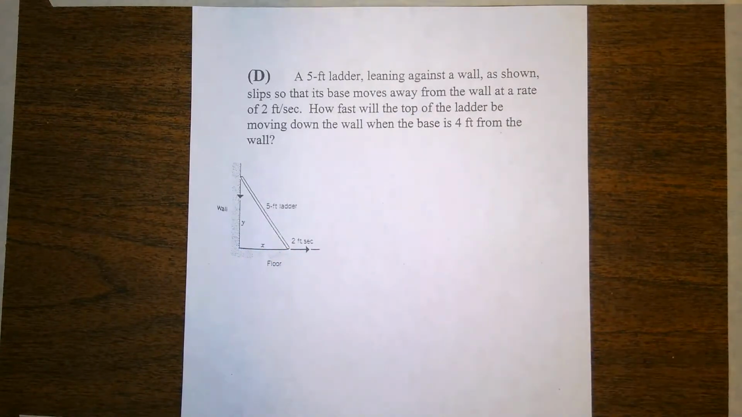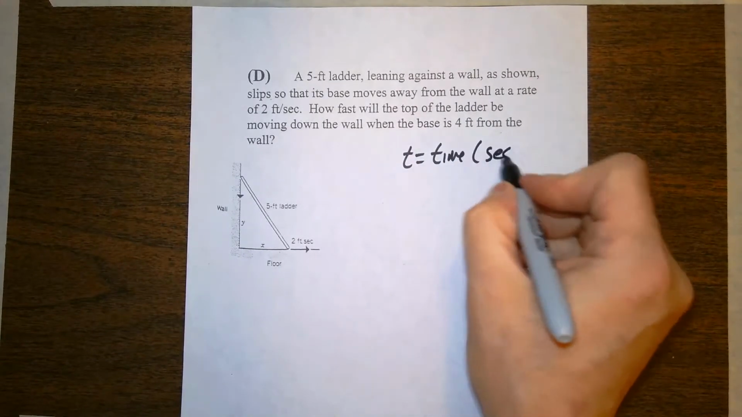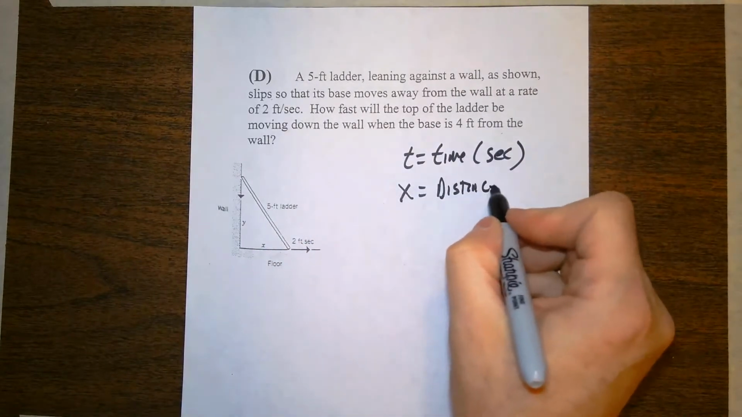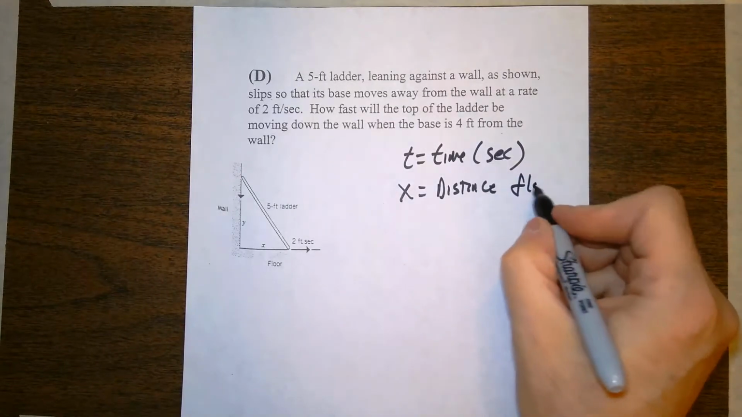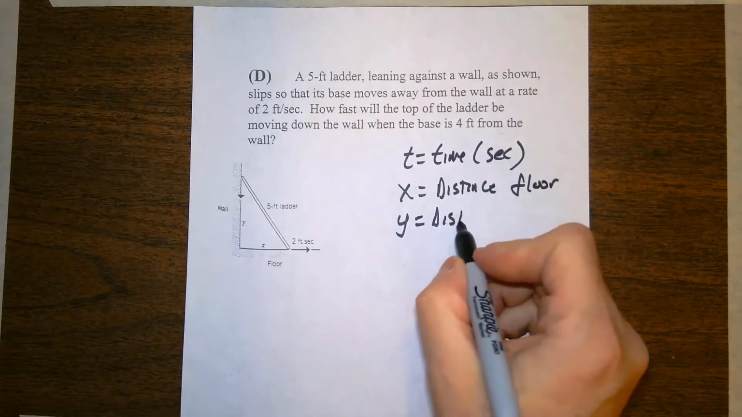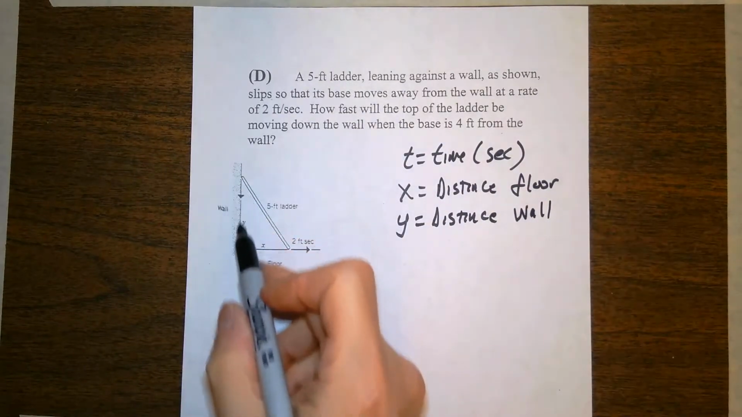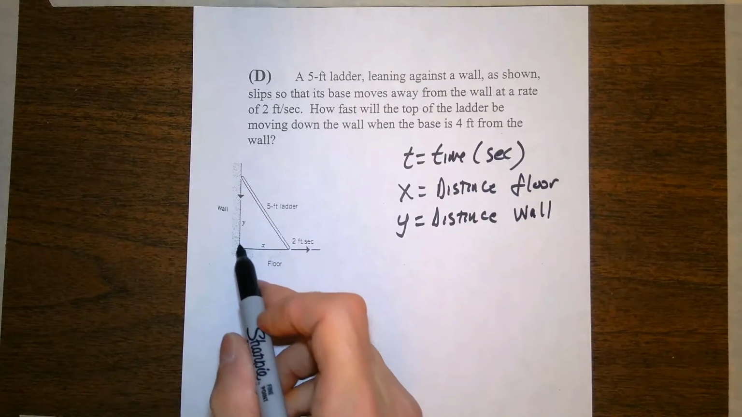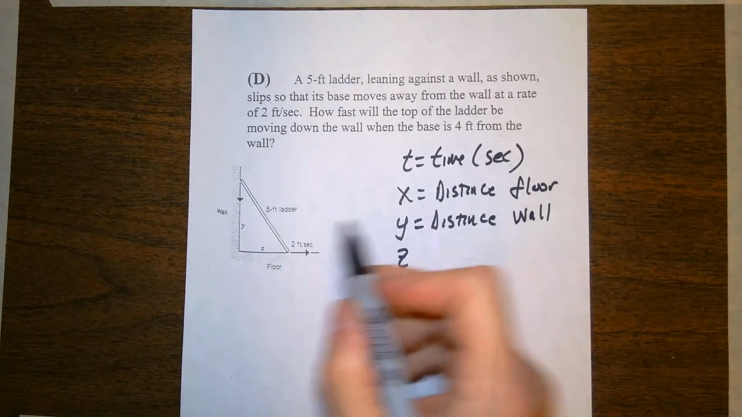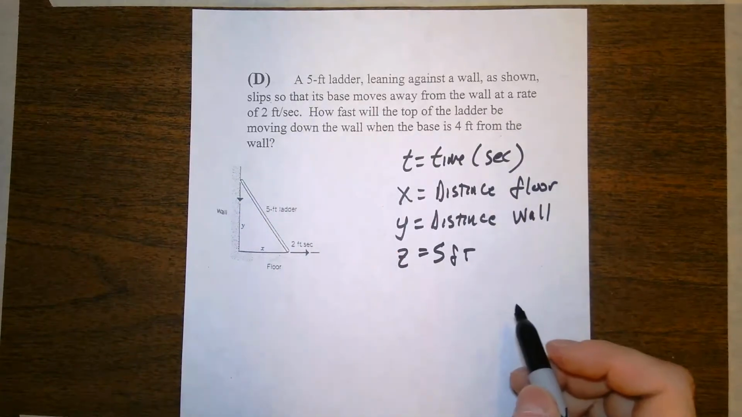All right, so let's write down all of our given information. We know that t is going to be time in seconds. X is going to be distance along the floor from the base of the ladder to the wall. Y is also going to be a distance, but this is going to be the distance on the wall from the top of the ladder down to the floor along the wall. We know that the Z value here is 5. It's constant, 5 feet. The ladder is a constant 5-foot length.